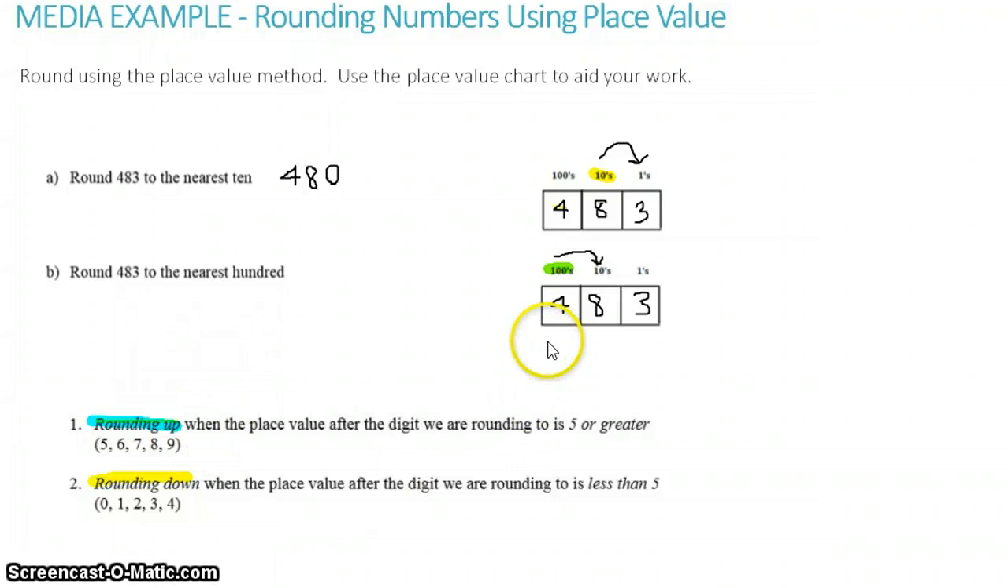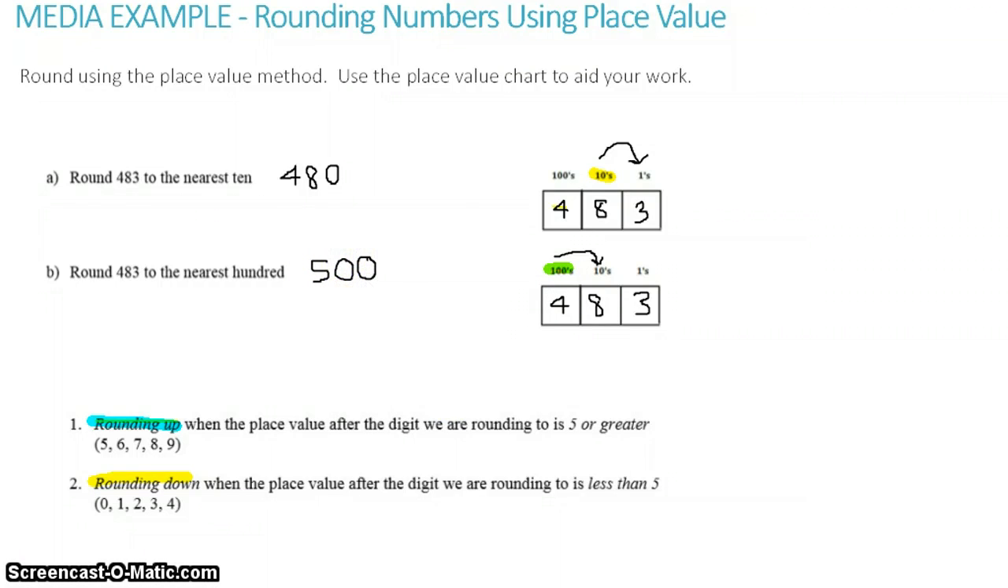In terms of base blocks, this would be between 4 flats, it has more than 4 flats, and less than 5 flats, but it's closer to 5 flats because 8 rods is 2 away from 10. So we are going to round this number to 500.